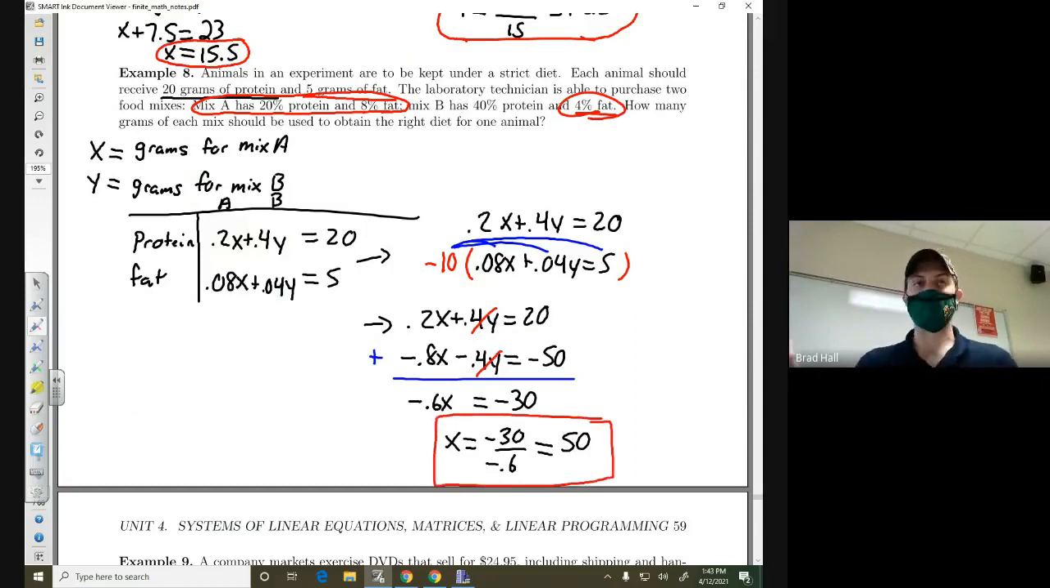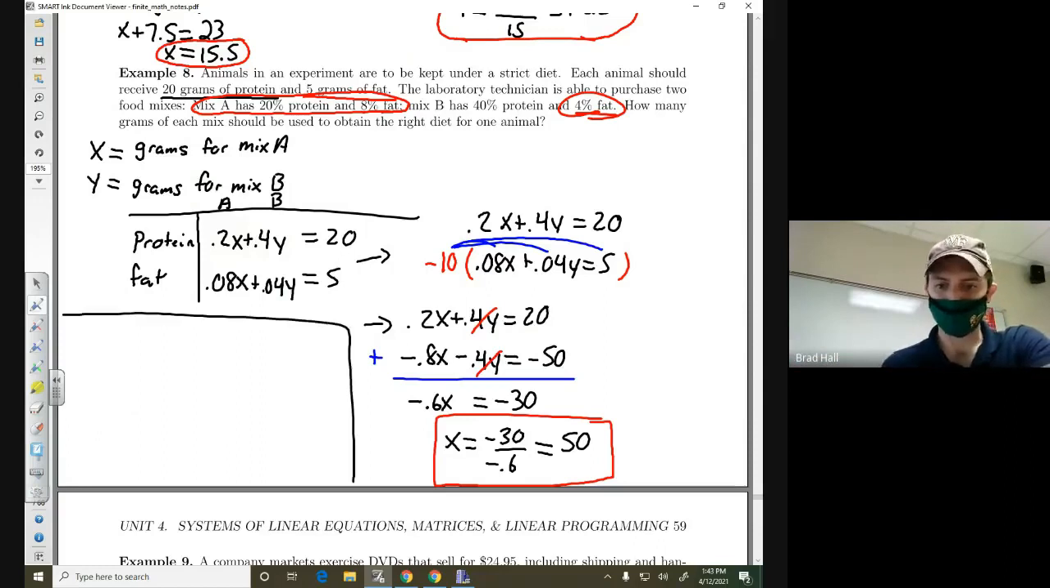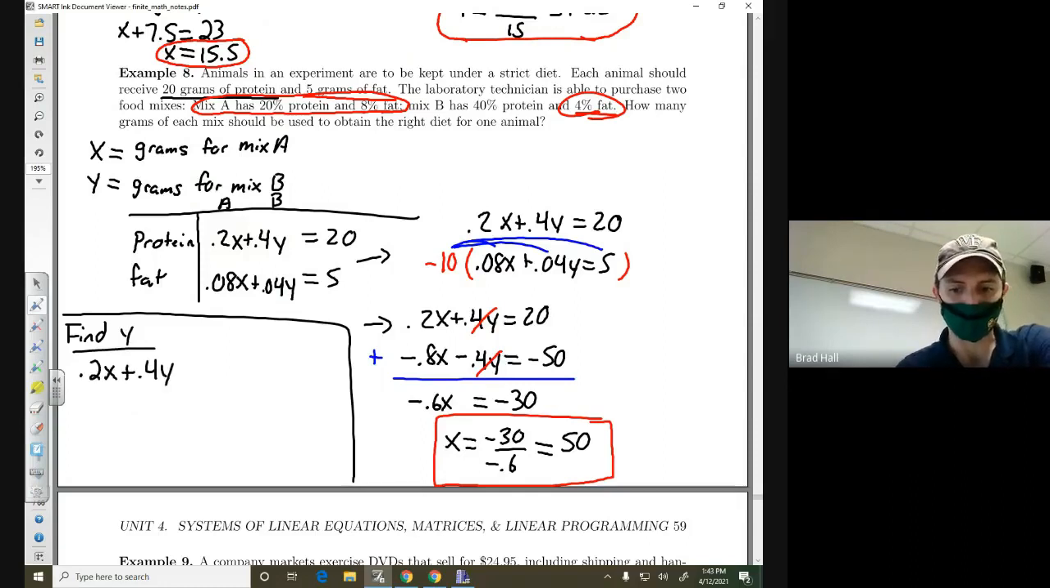So now the final question is, how many grams do we need for mix B? Well, we have to pick either equation. I'll just pick the top one. We need to find y. Pick the top equation, 0.2x plus 0.4y is equal to 20. I'll plug in 50 for x.